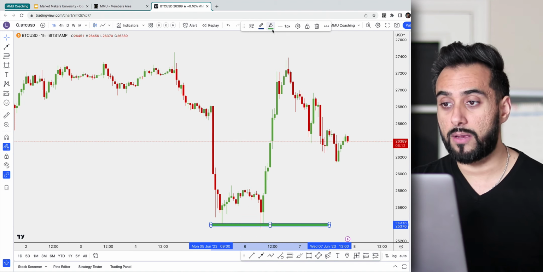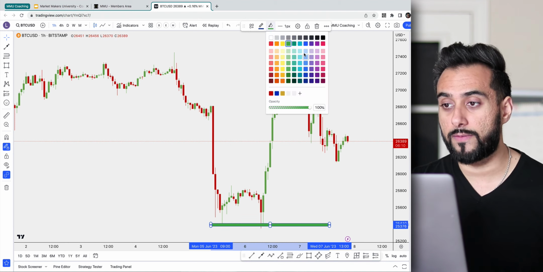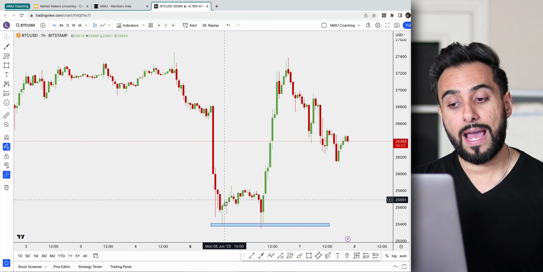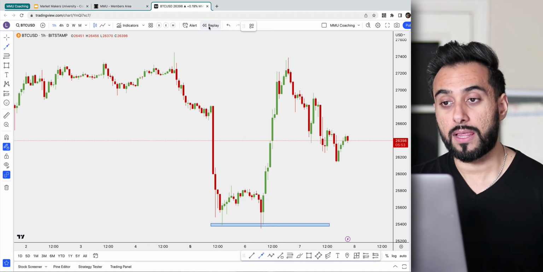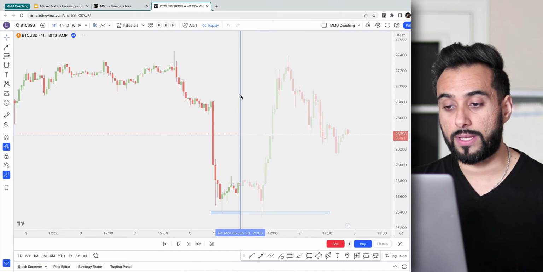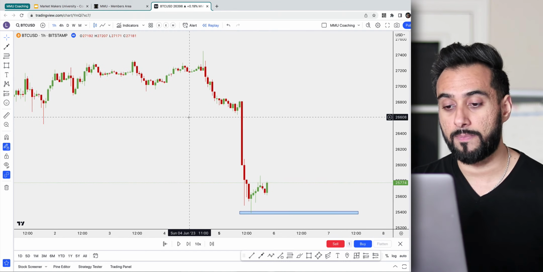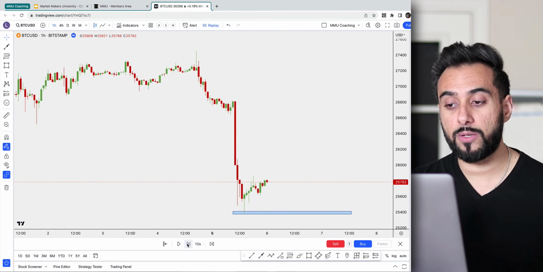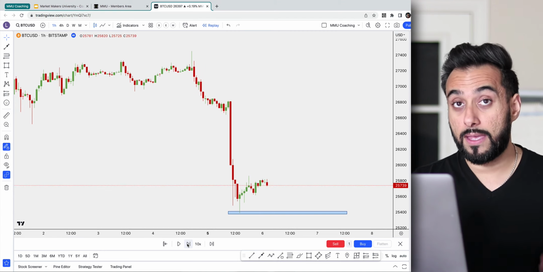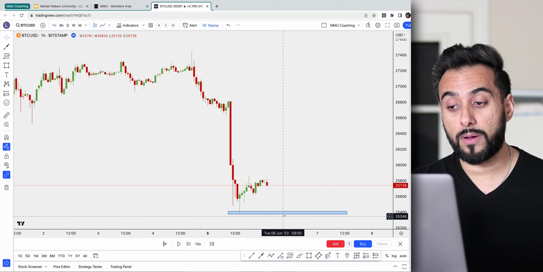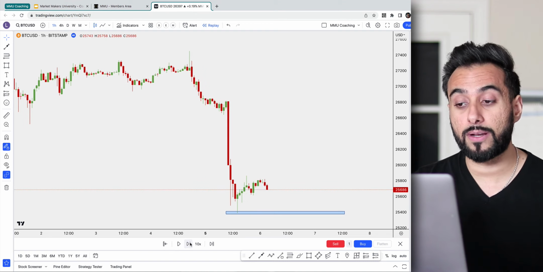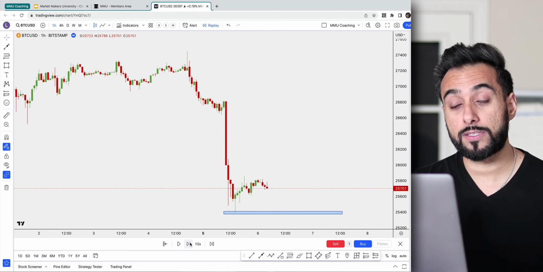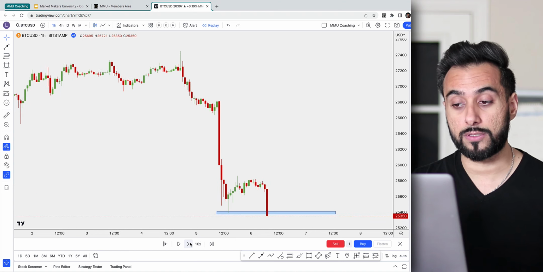I'll change this to a more neutral color. Let's just use blue or something. And how we can use this area along with candlestick confirmations is, let me go ahead and enable this replay tool and show you how this would work in action. As the price action is continuing to run, if the price ends up approaching this area again, we could look for a candlestick pattern, a candlestick confirmation, to give us the green light to potentially enter on this zone.